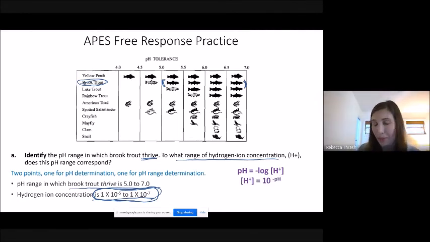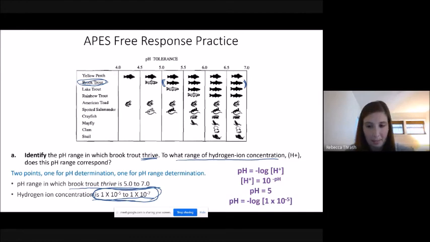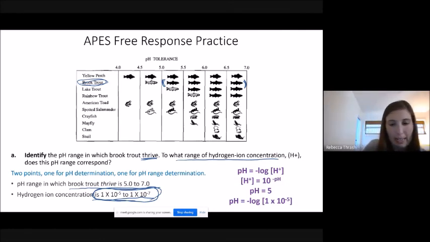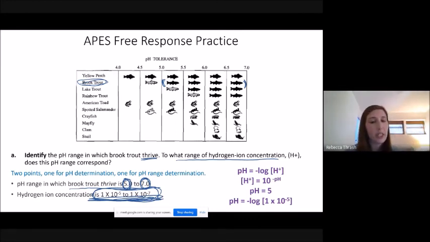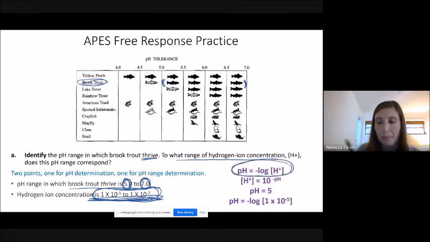That also means when you rearrange it, that the concentration of hydrogen ions is just 10 to the negative pH. So if I have a pH of 5, that is equal to 1 times 10 to the negative 5 hydrogen ions. And I had a pH of 5 here and 7. That is how this was determined. Now, this is even easier because the exam allows you to use your calculator. But again, this is very simply done just by remembering what pH actually means.